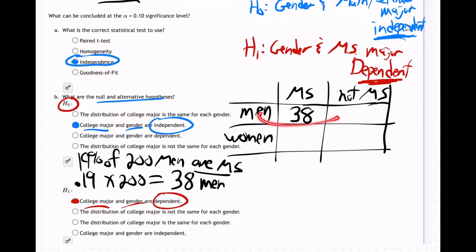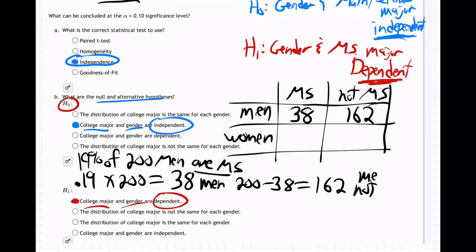So how many men are not math science? Well, the rest of the men. So that would be what? So 200 minus 38, right? The rest of the men leaves 162. So 162 men, this is men that are not math science for the 200 total, right? See how I'm coming up with that? And now let me go to the women.